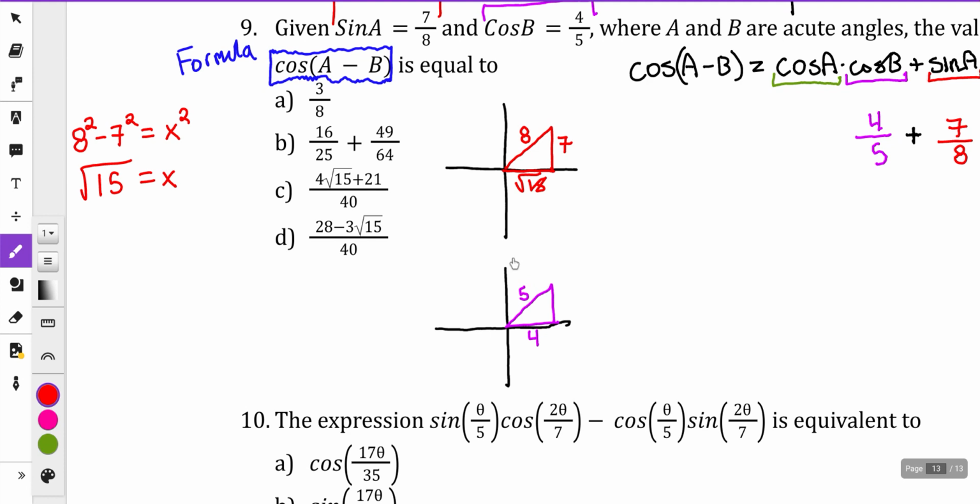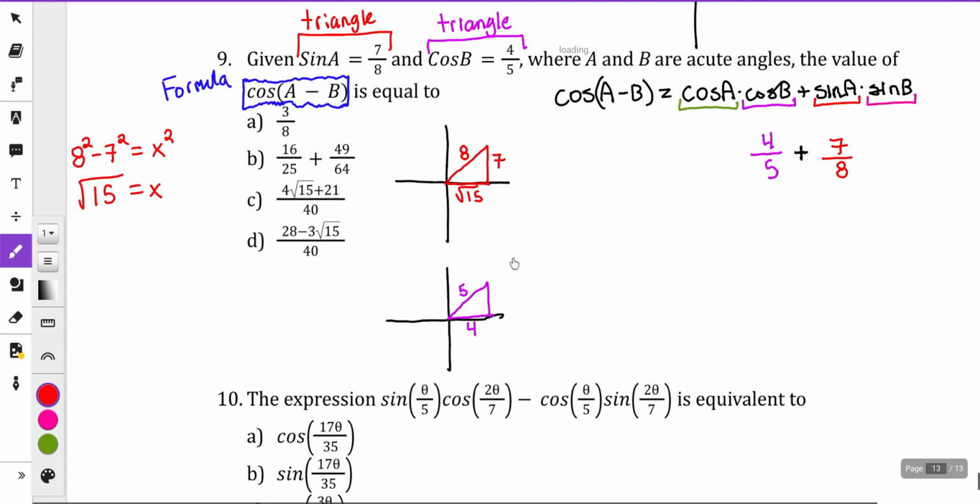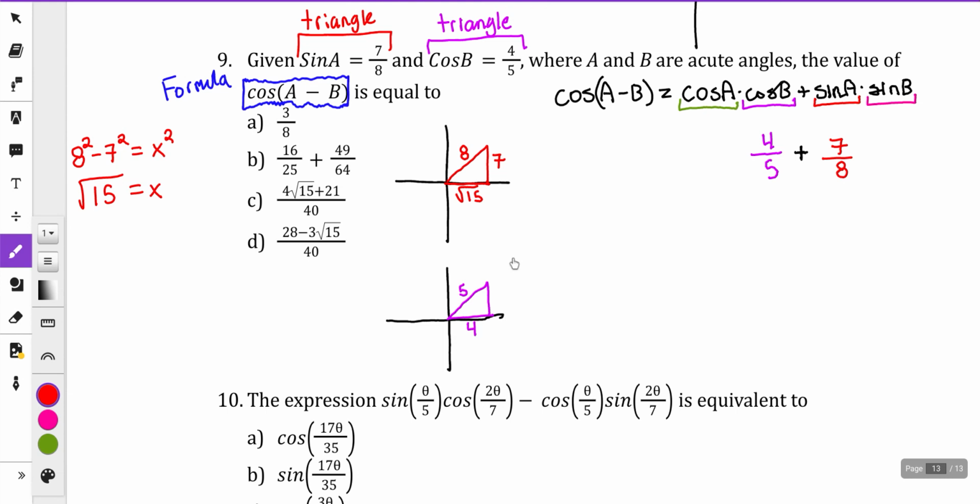That's the world's worst 15. Try again. And now I do know what cos of A is. Cos of A is root 15 over 8.